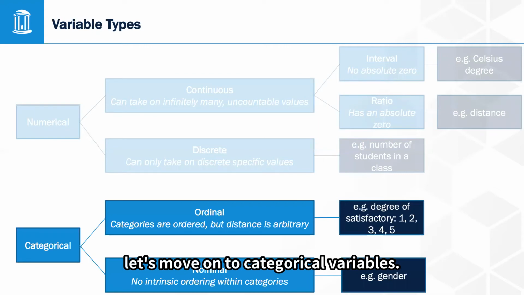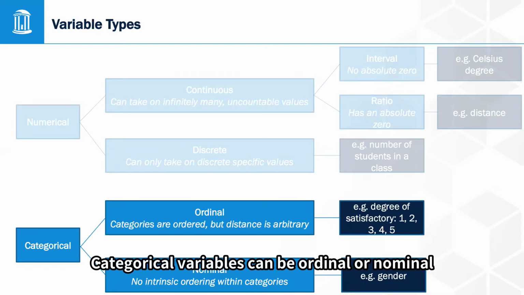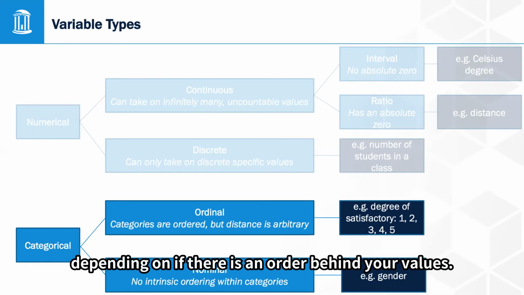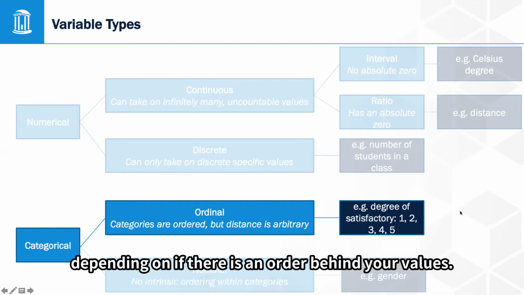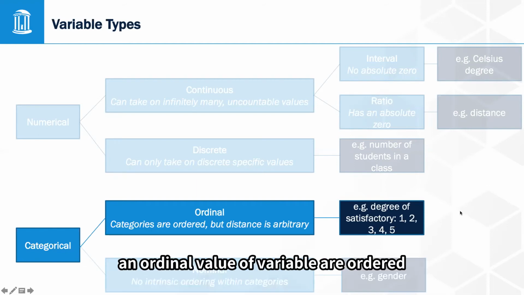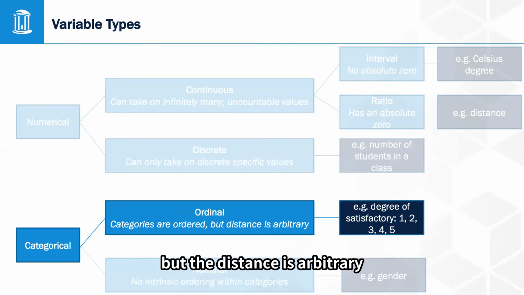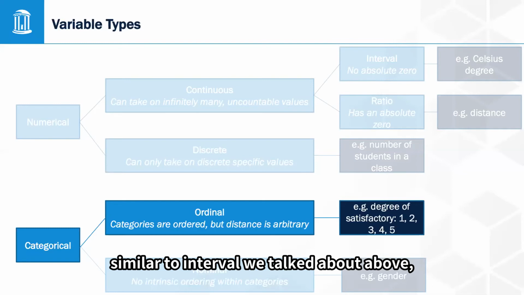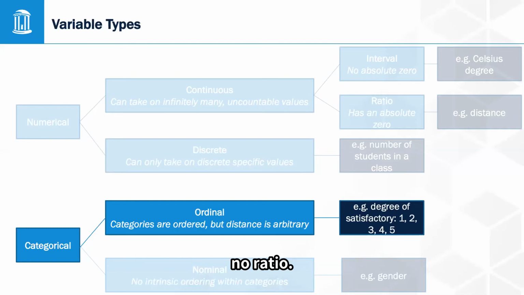Now let's move on to categorical variables. The categorical variables can be ordinal or nominal, depending on if there is an order behind your values. The categories inside an ordinal variable are ordered, but the distance is arbitrary. Similar to interval we talked about above, no ratio.